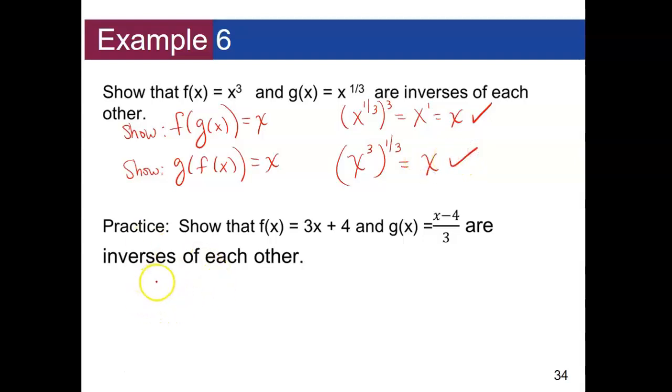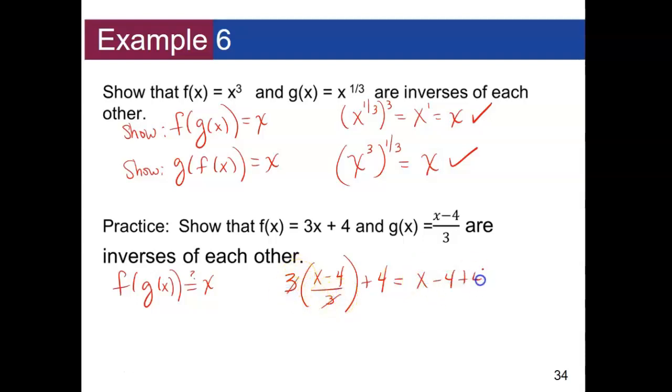If we look at this one again to show that they're inverses of each other, we need to compose f and g together, and we need for it to equal x. So I'm going to put g into f, and I could go the other direction as well. Okay, the 3's cancel, and I'll have x minus 4 plus 4, and that equals x. So they would be inverses of each other.